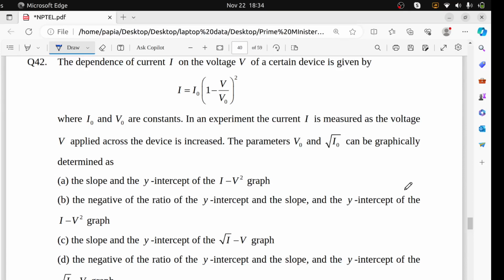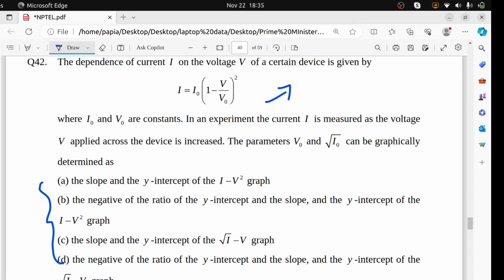Okay. So the meaning of the question is what? Basically you can see here there is one IV relation. I equals I0 (1 minus V by V0) whole square. They are asking what will be the expression of V0 and root over I0 in terms of these statements. Do you understand the question at first? I hope yes. Okay, we will calculate, no problem.